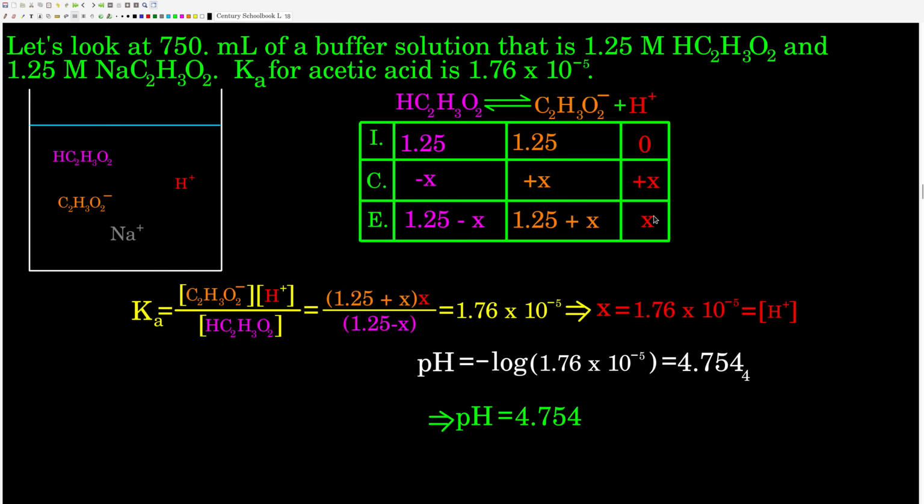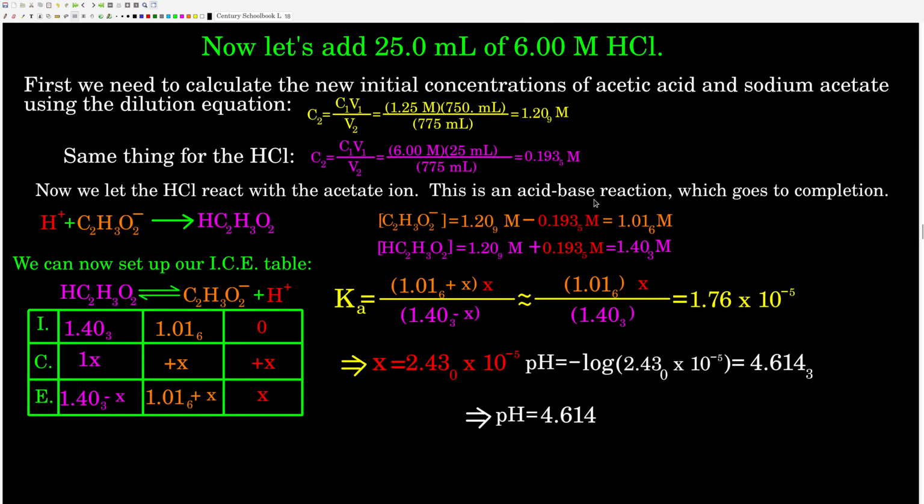So now that we know x, we know the hydrogen ion concentration, and we can get the pH, negative log base 10 of the hydrogen ion concentration, which gives us a pH of 4.754 or so. Now let's look at what happens to this buffer solution when we add a strong acid. So we're going to add some 6 molar hydrochloric acid, 25 mL of it, okay?